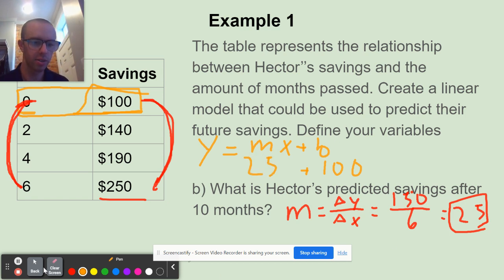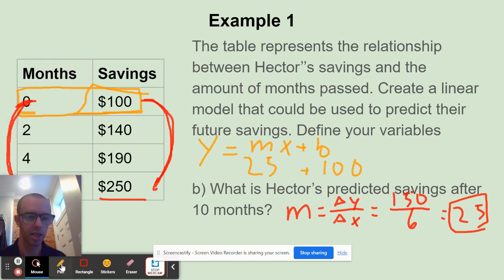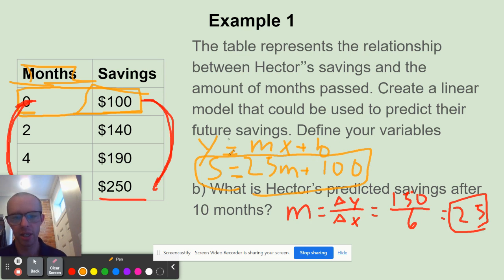And now I can also substitute in variables that make more sense with this exact question. In the x column, I have months, so I can fill in an m for x. And in the y column, I have savings, so I'll drop in an s. So I have something that says this. His savings is equal to $25 per month plus the 100 he already started with. So this equation can be used to make future predictions. And that's exactly what it asks us to do here in B. It says, what is Hector's predicted savings after 10 months?